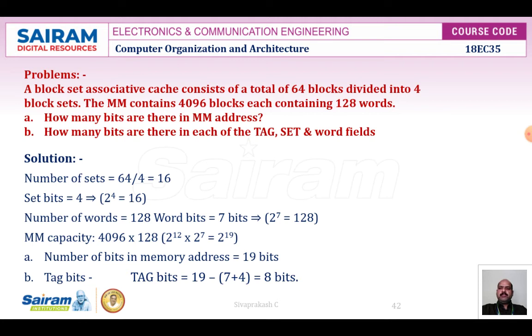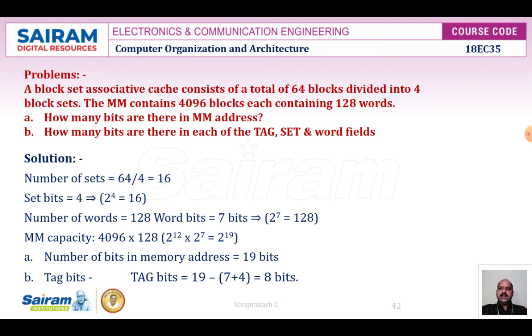A block set associative cache consists of a total of 64 blocks divided into 4-block sets. The main memory contains 4096 blocks, each containing 128 words. Here they ask how many bits are there in the main memory address, and how many bits are there in each of the tag, set and word fields. Let me discuss this one.